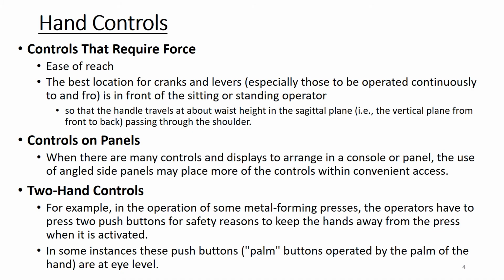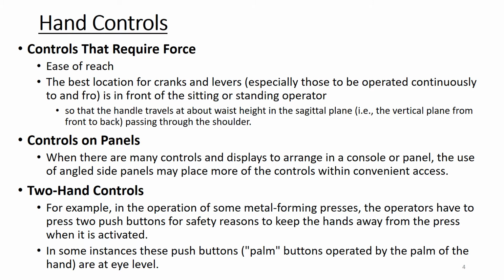Now we move on to the hand controls. Hand controls can be classified into three, mainly: controls that require force, controls that are placed on panels, and two-hand controls. Controls that require force are based on the ease of reach, and the best location for cranks and levers is in front of the sitting or standing operator. We will see a graph in the coming slides.